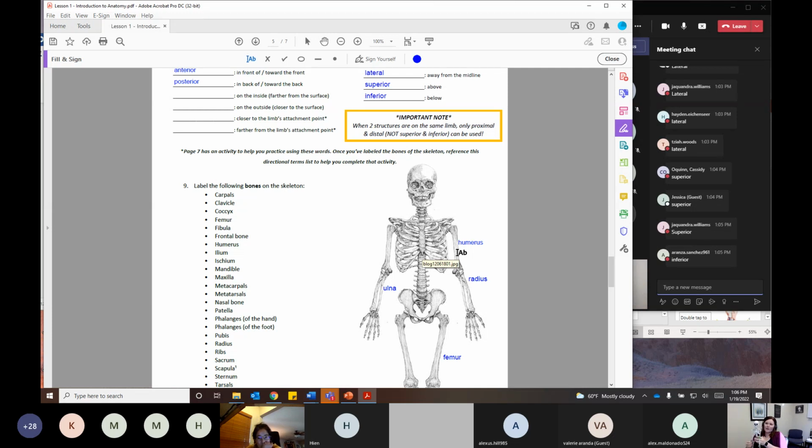When my friend is chilling out here in an anatomical position, the humerus is above the radius and the ulna. But suddenly my friend has a question that he wants answered. When my friend has a question that he wants answered, now the radius and the ulna are above the humerus. So if he raises his hand, superior and inferior are mixed up.